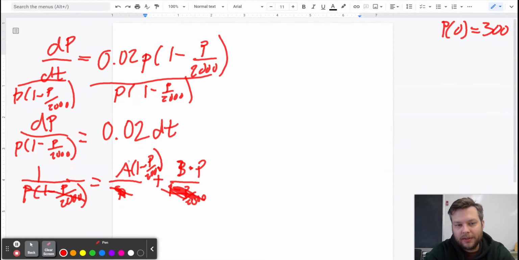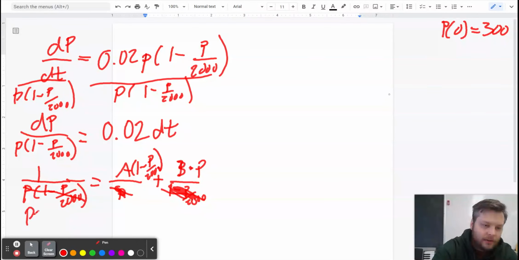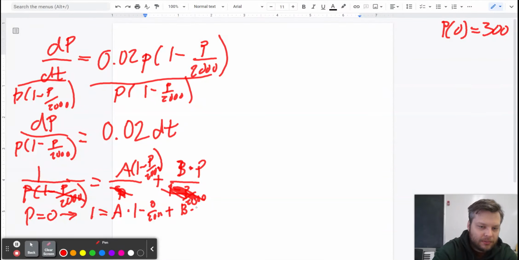Now, I want this to be true for every possible P value. So I'm going to plug in P equals 0. And if I plug in P equals 0, I get 1 equals A times (1 minus 0 over 2,000) plus B times 0. So that ends up being just that 1 is equal to A.